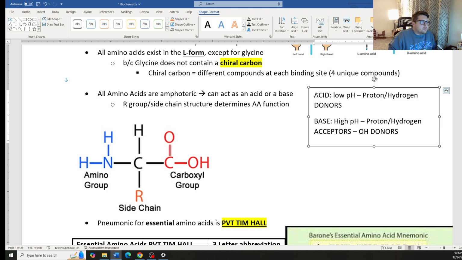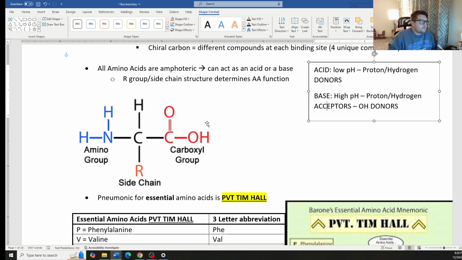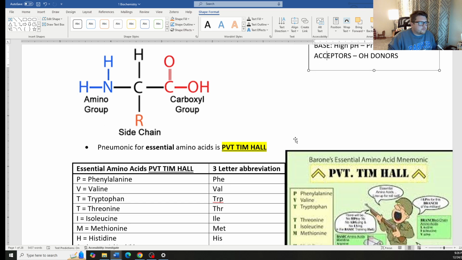So all of our amino acids can either act as an acid because they can give off hydrogens from the amino group, or they can act as a base because they can give off the hydroxyl group from the carboxyl side. And again, these R groups, this side chain, determine the amino acid's overall function.